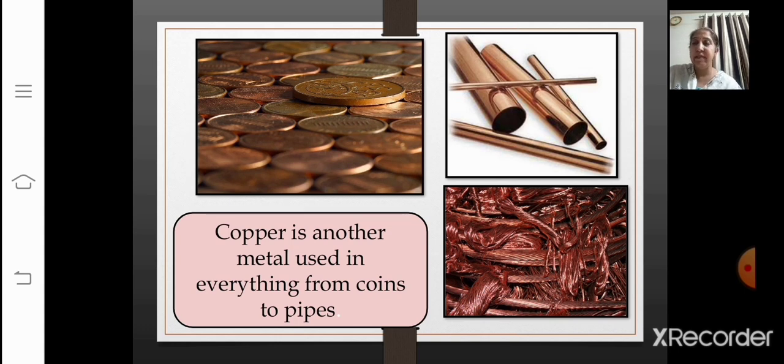Then copper is another metal which is used in everything, from coins to pipes. You know very well copper is used in so many things we keep on seeing in our everyday life, right? So copper is one of the metals which is used in many things. Here I have given you some images: copper wires, copper pipes, copper coins, many things we have in copper.